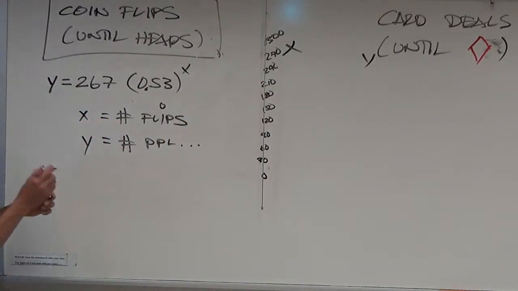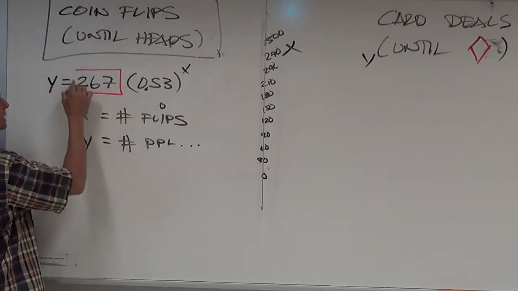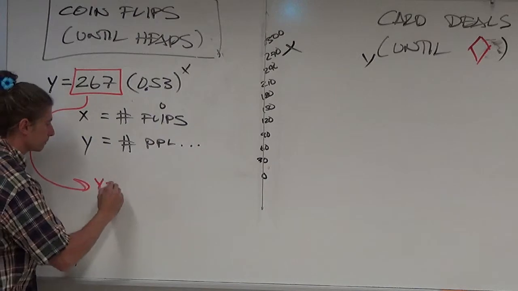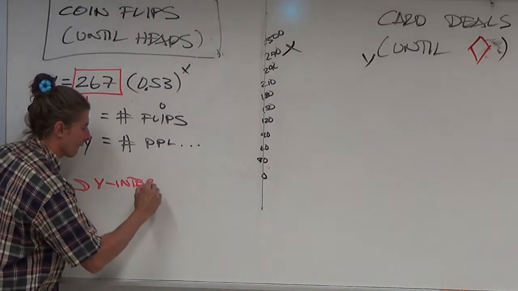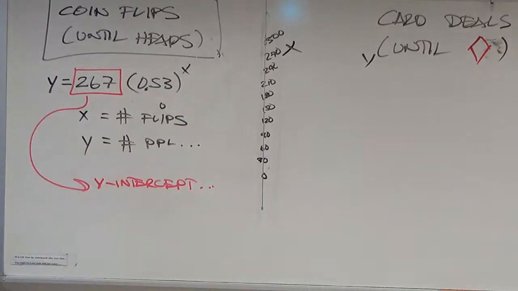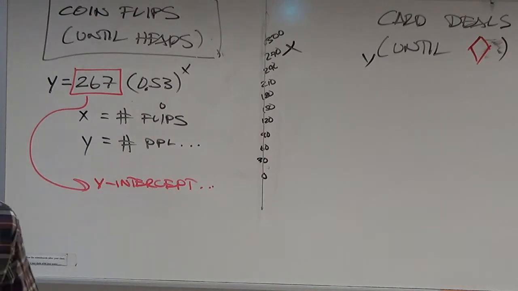So, let's see if we can make sure we understand what the 267 is. We know it's the y-intercept. That's the mathematical explanation of what it is. What is it contextually in this data right here? Number of people that started. Beautiful, Carrie. It's the number of people that started the experiment. Does everybody follow that? Now you know it's 289, don't you?